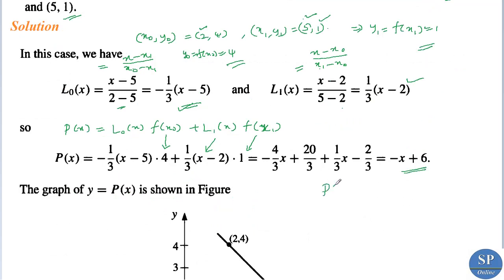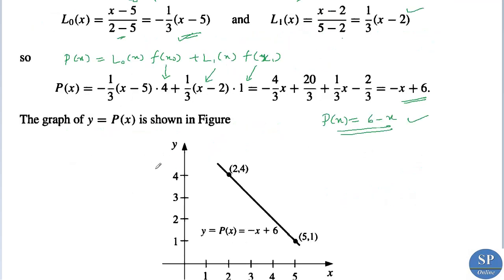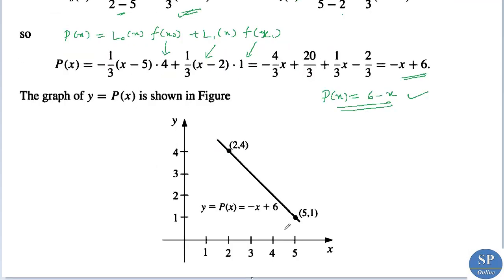So the linear Lagrange polynomial is p of x is equal to 6 minus x. Actually, if you try to find the equation of the straight line passing through these 2 points, you will also obtain the same function. In pictorial representation, we can describe it like this. This is the point 2 comma 4 and this is the point 5 comma 1. So y equal to p of x is 6 minus x, which will be this straight line.